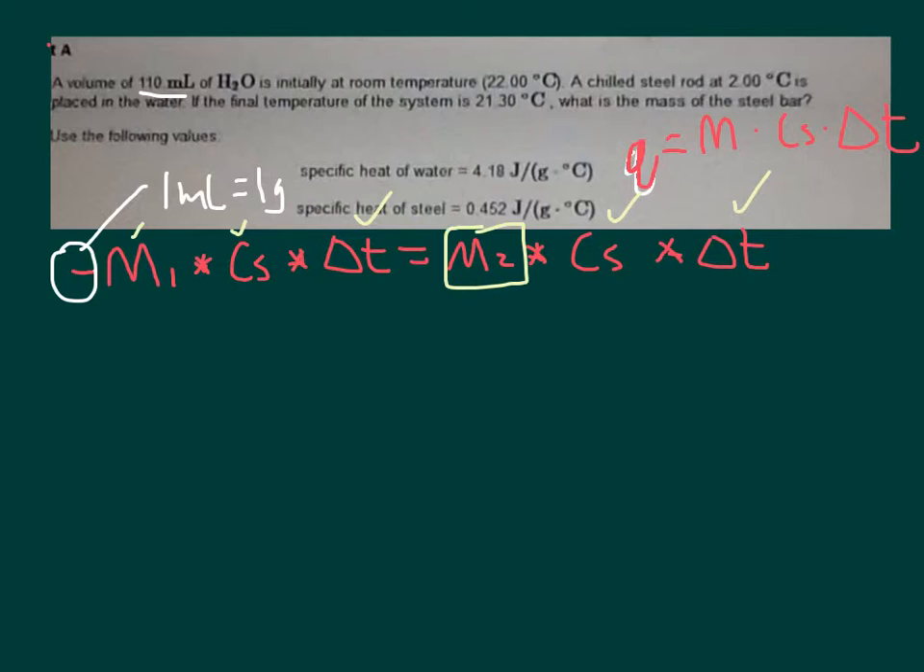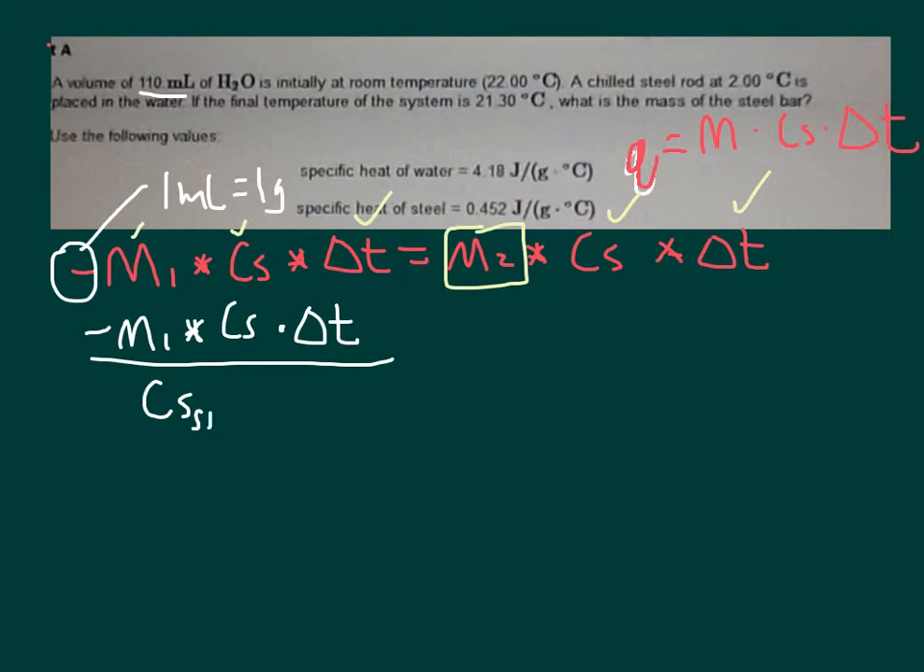Now, before you even do anything, I like to solve for this algebraically without numerical values in it first. How do you do that? We know we have to solve for M2, so you should get something like this: minus M1 multiplied by specific heat multiplied by the change in T, divided by specific heat of, we'll say steel, multiplied by the delta T of steel, equals M2.